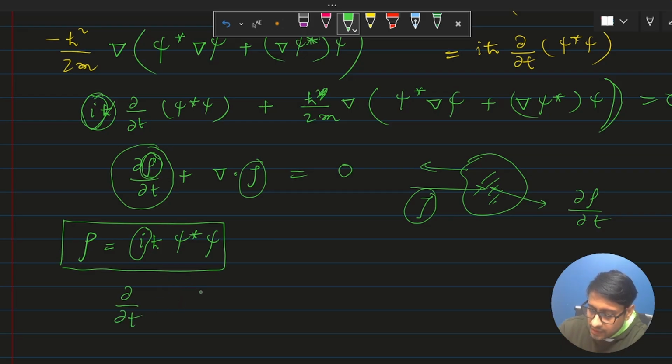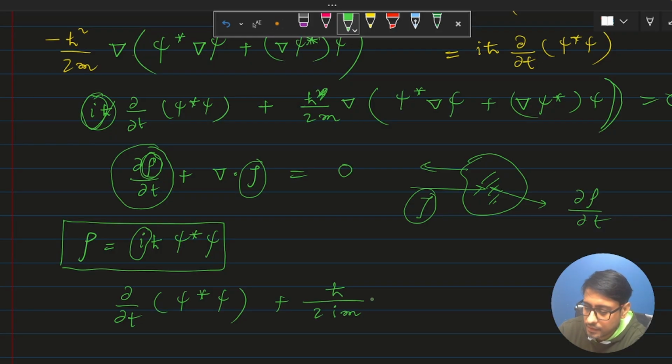These things are not actually written in the books, because these are already very simple and understandable. So we can write h bar over 2 iota m.